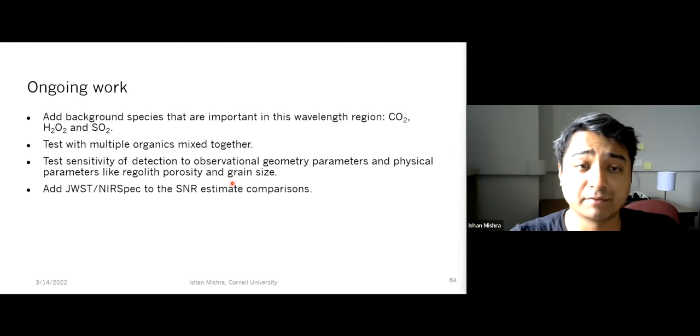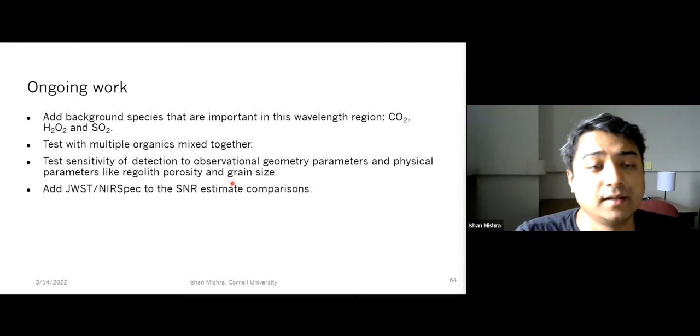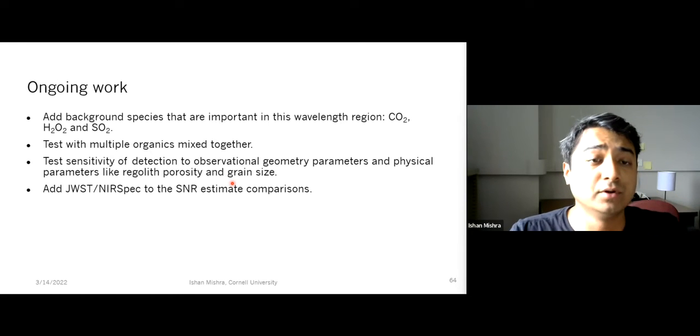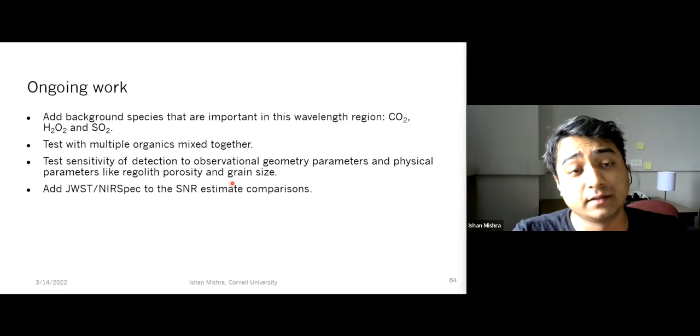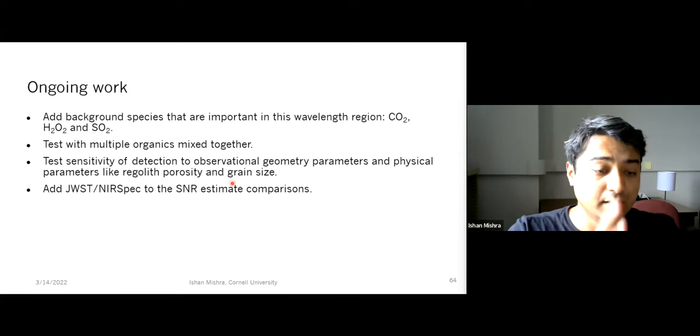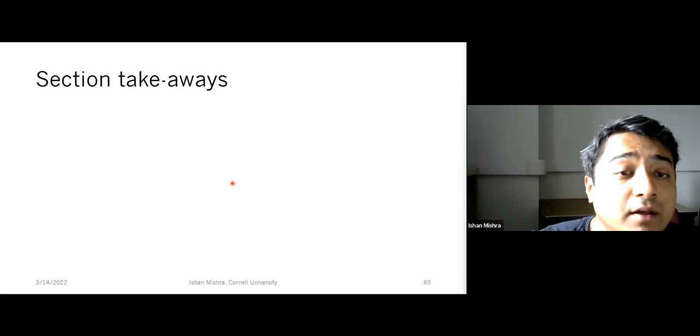So JWST's near infrared spectrometer has a guaranteed time observing program to map the surface of Europa and Enceladus. And it is going to cover this 3 to 5 micron region. So I do want to do some calculation for estimating SNR from those observation sets and seeing how they line up with the heat maps that I've shown.